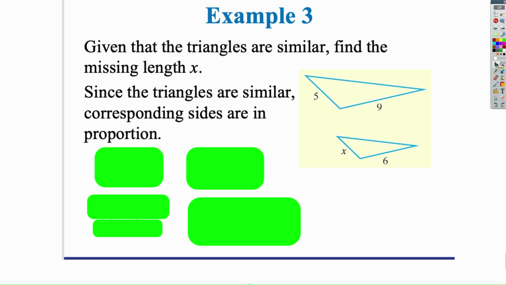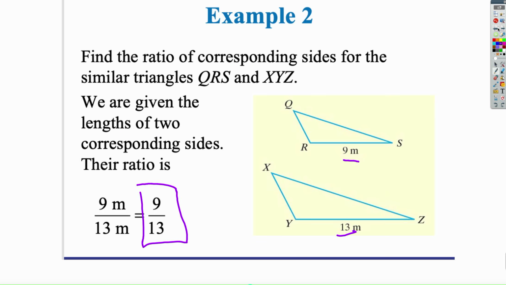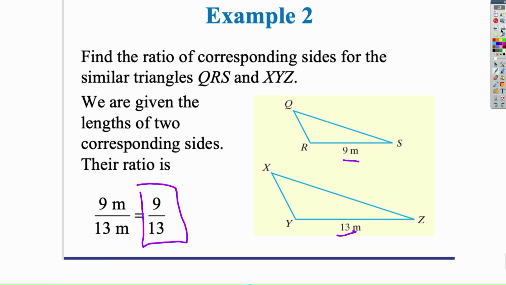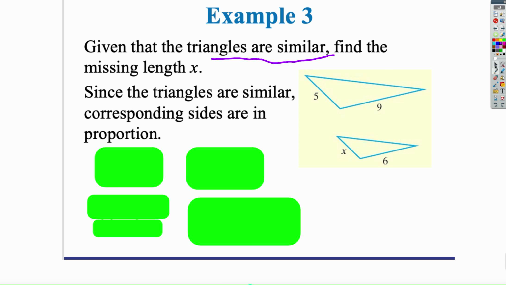Now we're going to use that to solve for missing sides. Given that the triangles are similar, and that's important, I'm told that they're similar, find the missing length x. What I'm going to do is set up a proportion, just like before on this example where I got the 1/2 every time. I could say that 5 over x equals 9 over 6. So I have the slanted side over slanted side is bottom over bottom.